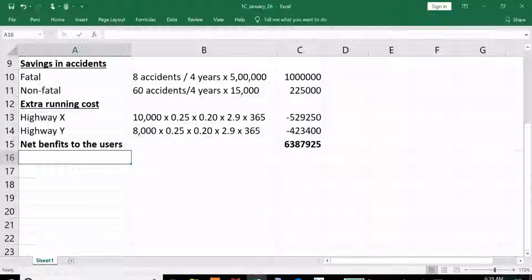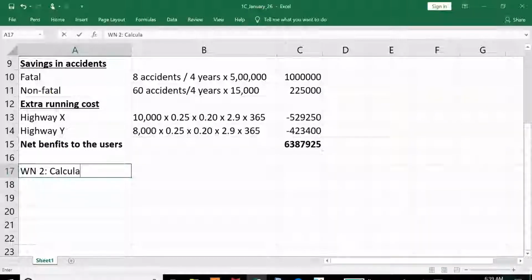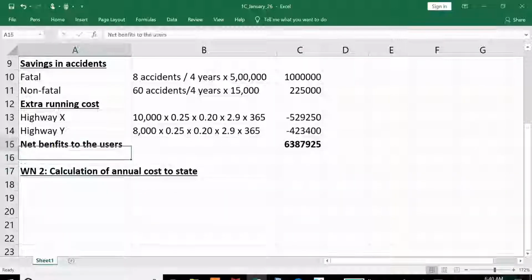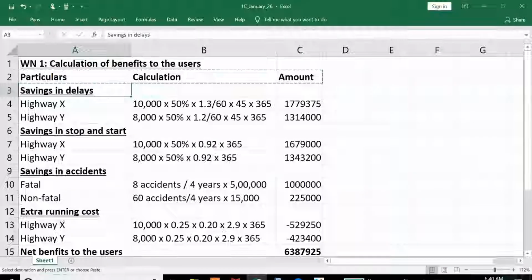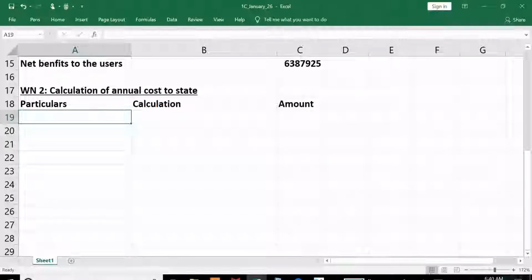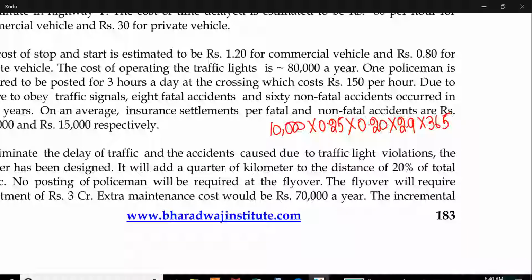Okay, next, working note 2, calculation of annual cost to state. We will first do the calculation. There are two types of costs which are going to happen. One is the flyover cost and second is a recurring cost. Let's first write the recurring cost and then we'll come to the capital cost of 3 crore.